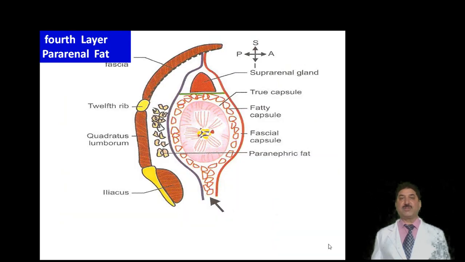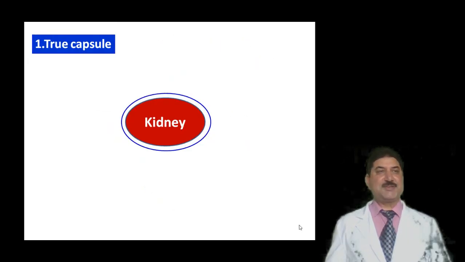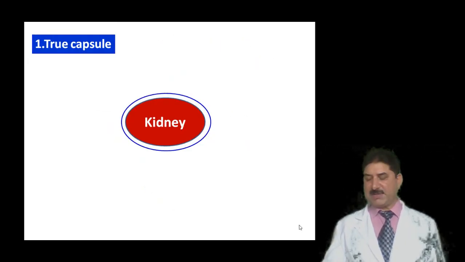The fourth layer is paranephric fat. Now we go to this diagram to demonstrate the fourth layer of paranephric fat. So the kidney and suprarenal gland are enclosed in the third layer, but they are separated from each other by a fascial septum. Superiorly, now to make things simpler, let us go to this animation.